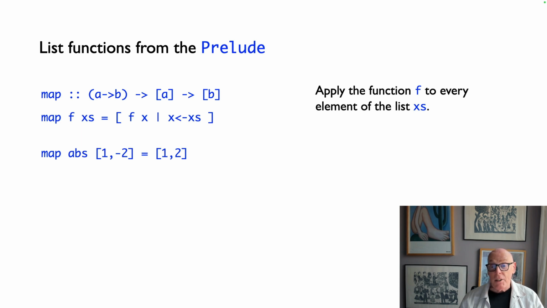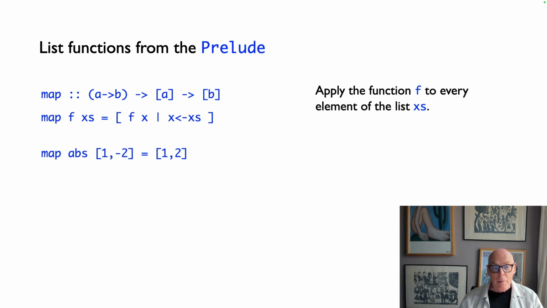And what map does, it takes a function as an argument and it applies that function to every element of a list. And you can see in the definition here, I've given it a definition using a list comprehension. One of the things you can do in a list comprehension is transform every element. And the name for the function that does that is map.